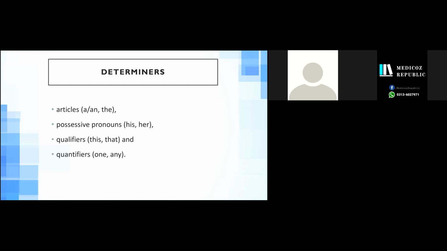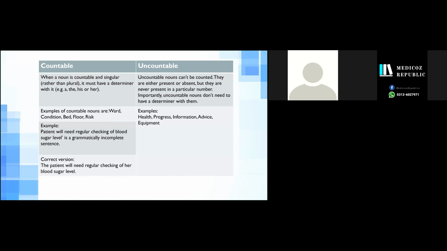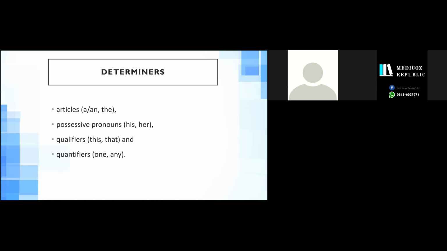The next one is possessive pronouns, his or her. Like we saw in the example, "The patient will need regular checking of her blood sugar level." Her is a possessive pronoun. That means that we are talking about her or his; she's possessing it. Then qualifiers, this and that, and then quantifiers, any or one.